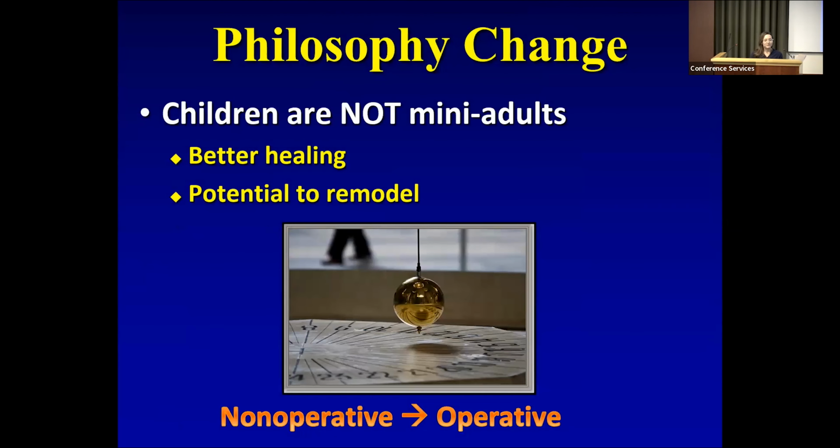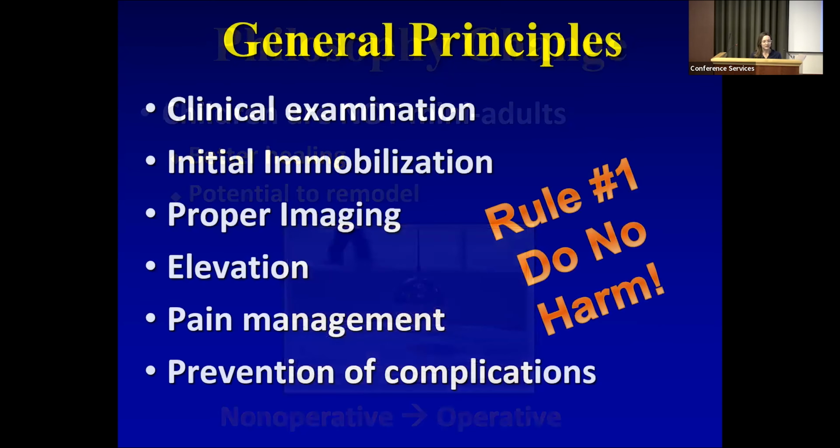So there's been a little bit of philosophy change, but I still like to remind everybody that children are not mini adults. They still have better healing. They have more potential to go through that remodeling process and straighten things that are not straight at the time of healing. There's a little bit of pendulum shift sometimes towards a little bit more operative management in kids, but still remember that the vast majority of these injuries can be cared for non-operatively.